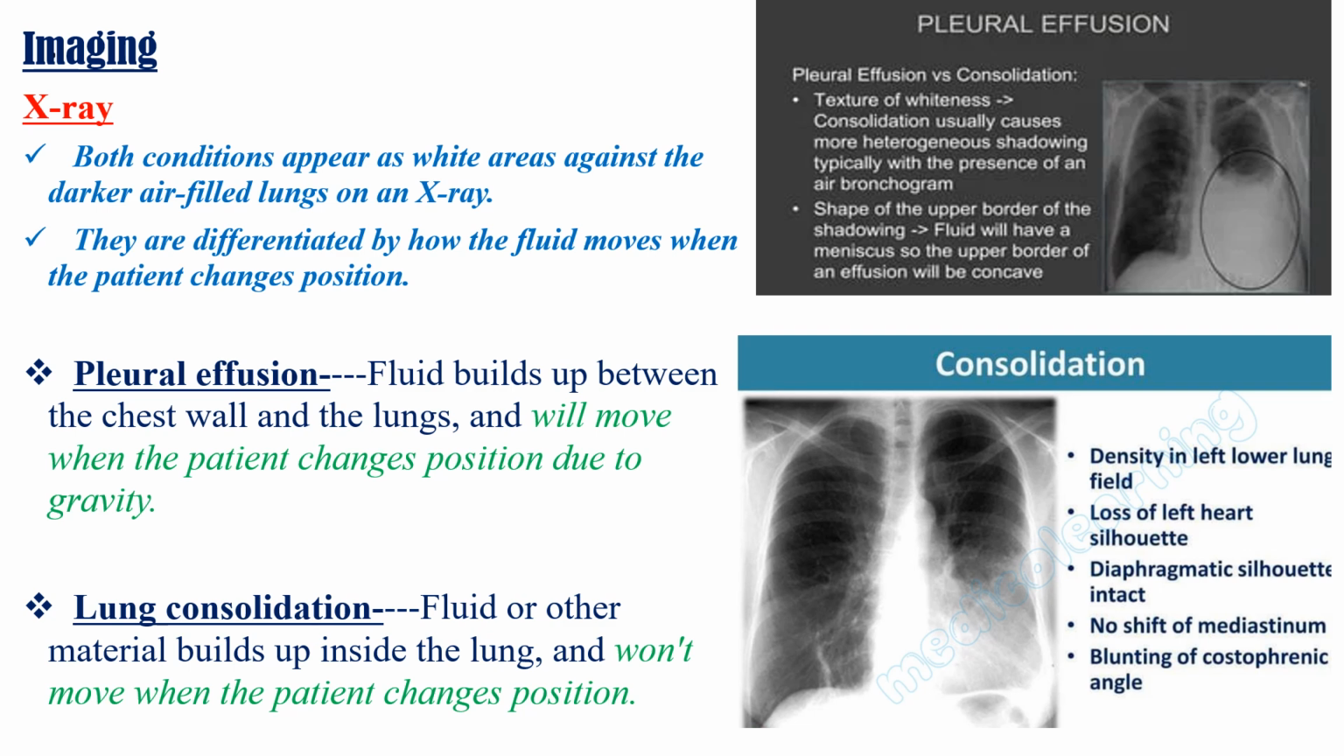Even though both are white on chest X-ray, the texture of the whiteness differs. Consolidation usually causes more heterogeneous shadowing, typically with the presence of an air bronchogram. Another feature is the shape of the upper border of the shadowing. In the case of fluid, there will be a meniscus, so the upper border of the effusion will be concave.